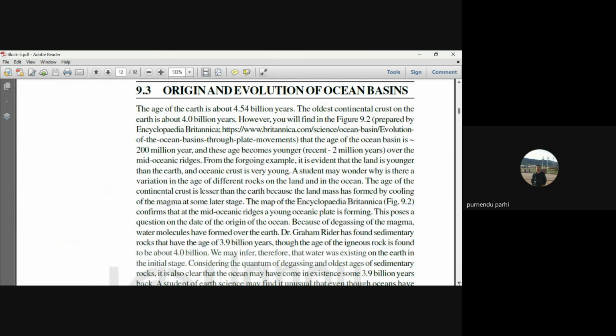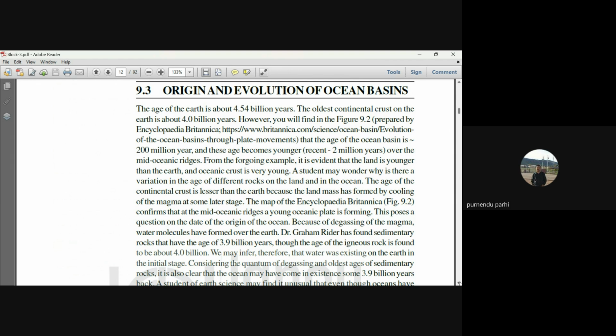Origin and evolution of oceanic basin. The age of the earth is about 4.54 billion years. The oldest continental crust on the earth is about 4 billion years. However, you will find in figure 9.2 that the age of the ocean basin is 200 million years, and this age becomes younger toward the mid-oceanic ridges. From the foregoing, it is evident that the land is younger than the earth and the oceanic crust is very young. A student may wonder why there is a variation in the age of different rocks on the land and the ocean.